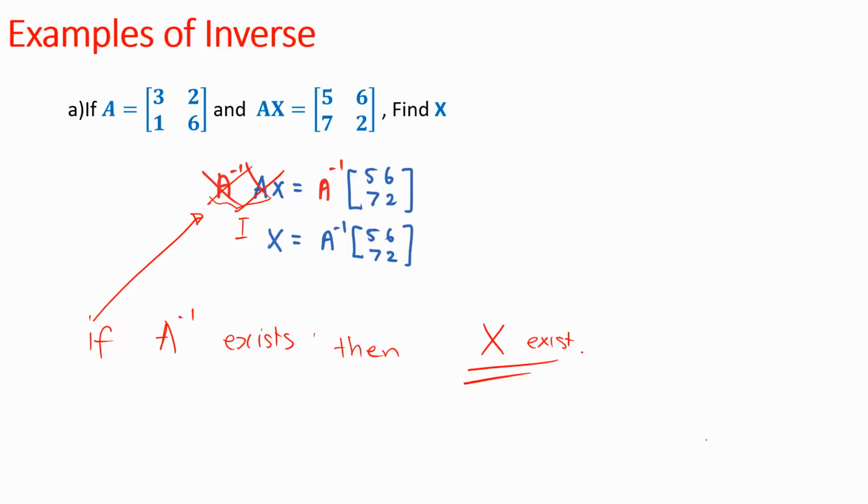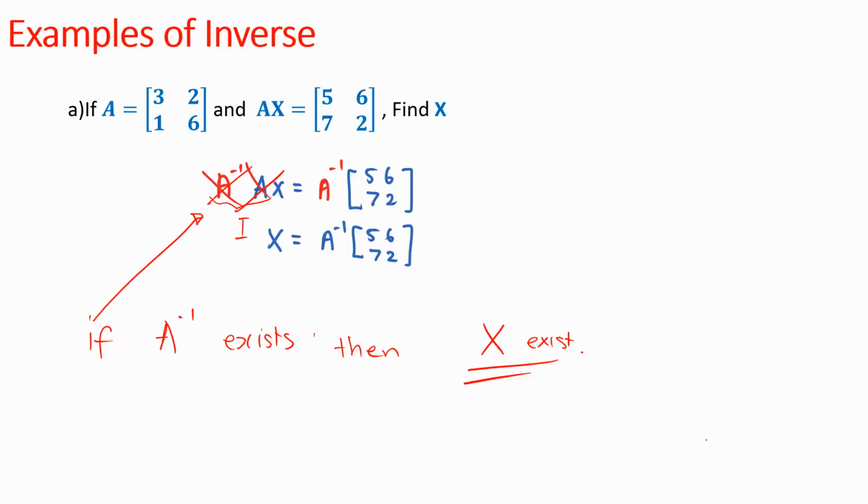This is where I'm going to go into the theory next. The question is, what does it mean when we say A inverse exists, and why do we want X to exist? Once you get your head around these two, it's very easy. Okay? So, in terms of doing this, this is pretty easy.